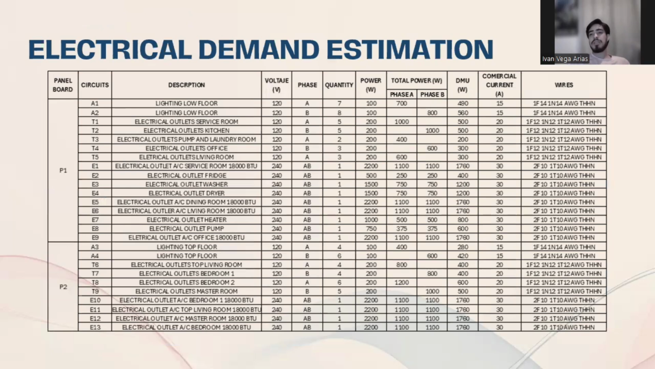Here is a presentation of a resume of our electrical demand estimation. We have each circuit, each circuit description, each voltage, and the commercial current, so then we can choose a breaker for the panel board. We will have two panel boards because we have 2 stories and we are using a panel board per story.